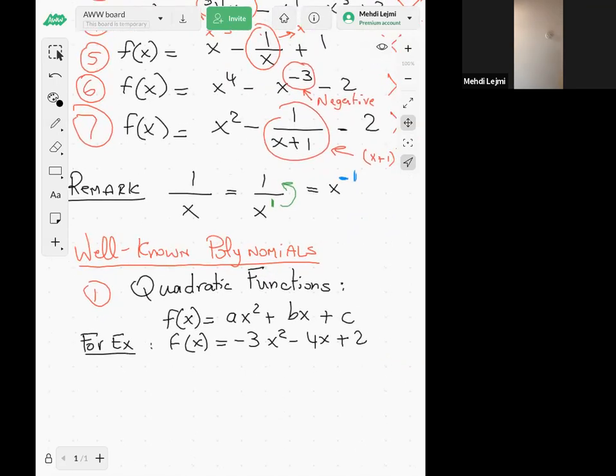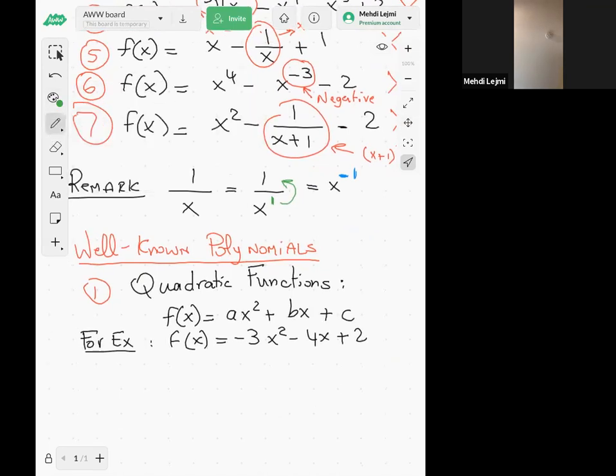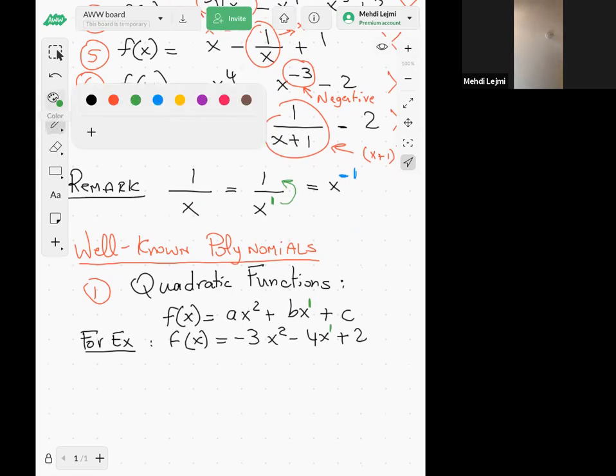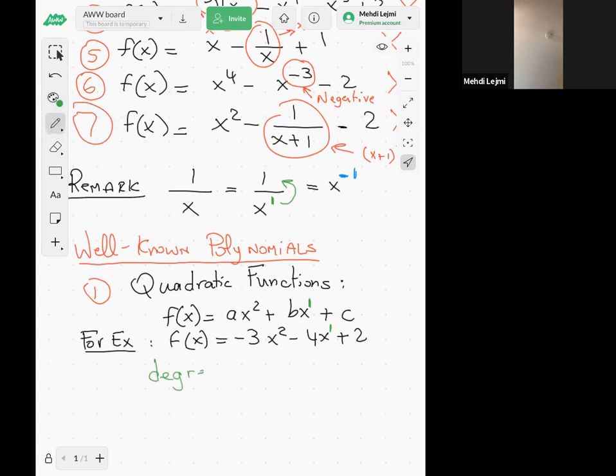Here, when you have x, just be careful: that's x to the power 1. So if you check the powers, all the powers of x are 2 and 1. Then the degree n, the highest power of x here, would be 2. So it is equal to 2.